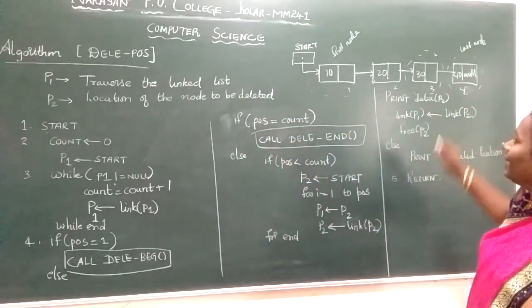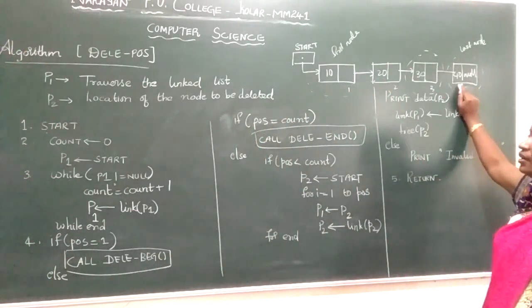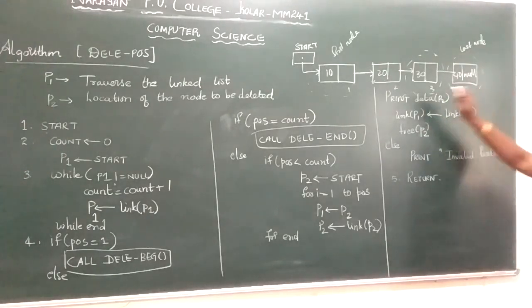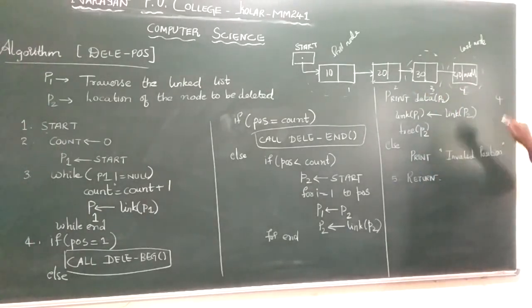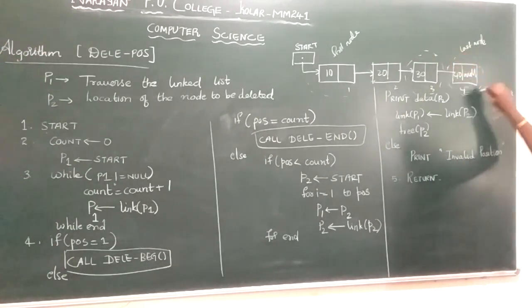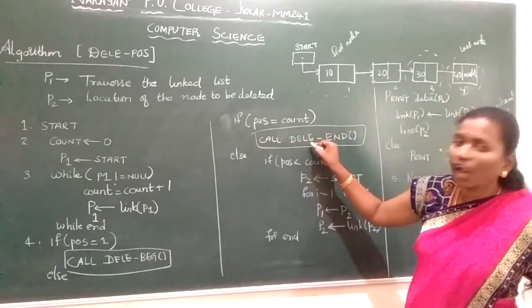What if I want to delete at the end? If position is equal to count, I reach the end. My count has been increased. My position and count are the same, for example 1, 2, 3, 4. That is my count. Now what is the position? Imagine the element to be deleted is 40. What is the position? 4. So when position is equal to count, suppose my position becomes 4, what is the element present? 40, but which node is it? That is the last. So what should I do? I should call delete end.